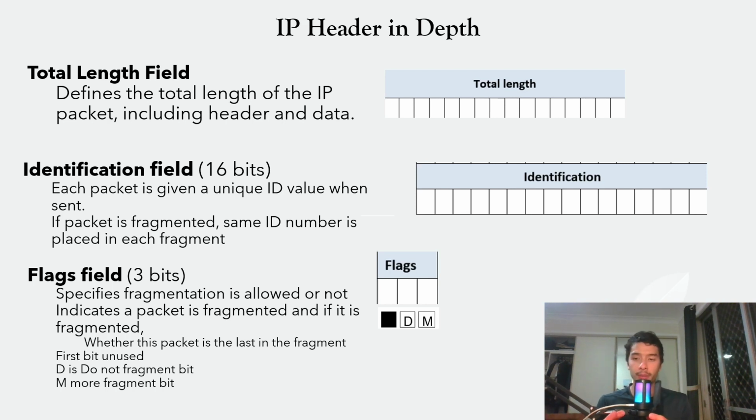You've got the flag field, which is a 3-bit length field. It specifies whether fragmentation is allowed or not, indicates whether a packet is fragmented, and if it is fragmented, whether the packet is the last fragment. The first bit is unused, D is the do not fragment bit, and M is the more fragments bit.